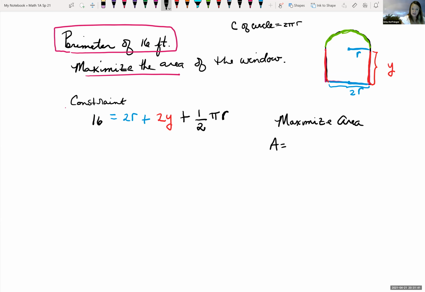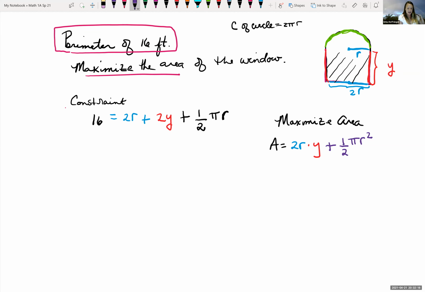Well, if I look at the area, I'm looking at the area of, let's say, this rectangular piece, which we know is 2R, length times width. So 2R times Y plus the area of half of that circle. And area of a circle is pi r squared. And so we're going to have 1/2 pi r squared.